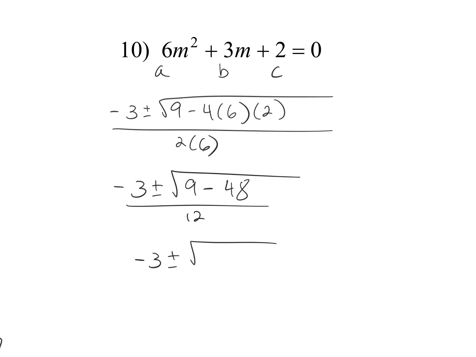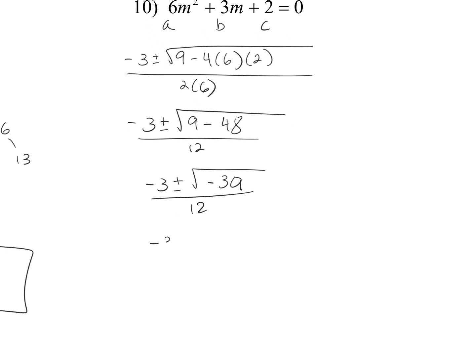So this is negative 3 plus or minus the square root of negative 39 over 12. Wow, I said 39 over 30. Negative 39 over 12. So I can take out the i. So negative 3 plus or minus i root 39 over 12.